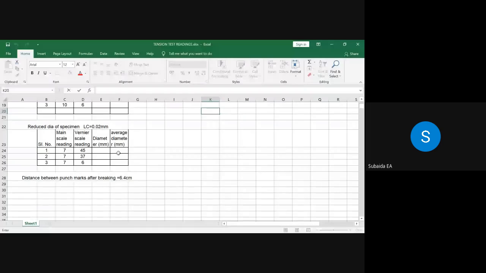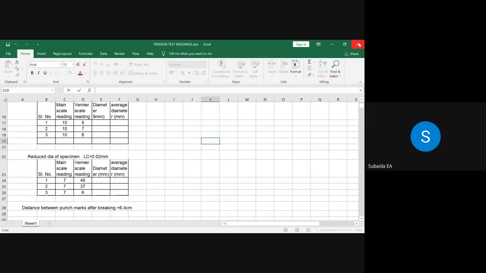Now finally, the distance between the punch marks after breaking. That will give you the total length between the punch marks after the elongation has taken place. So that is given as 6.4 centimeter. The initial value of gauge length was 5 centimeter. So you can take the change in the length as 6.4 minus 5, that is 1.4, divided by its original length into 100, which will give you the percentage elongation. This also will be given to you in the classroom, the PPT.